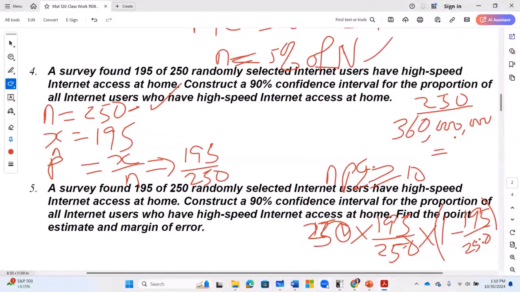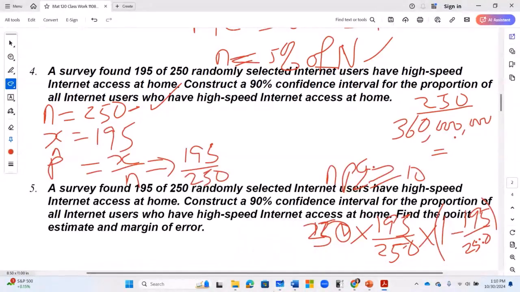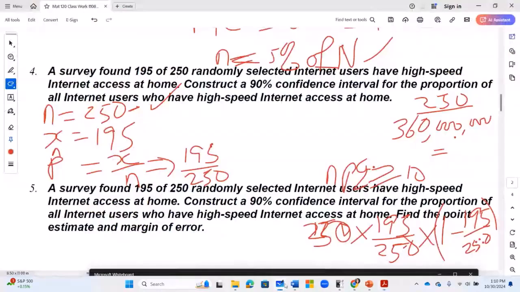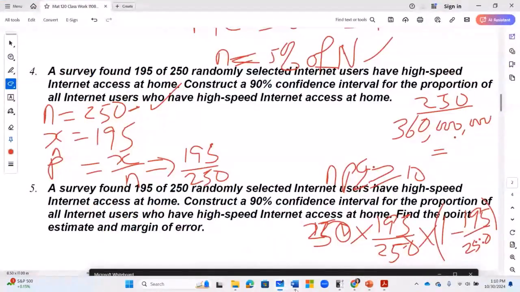I am going to quickly pull up my whiteboard. Where are you? All right. Okay, it's not coming out.